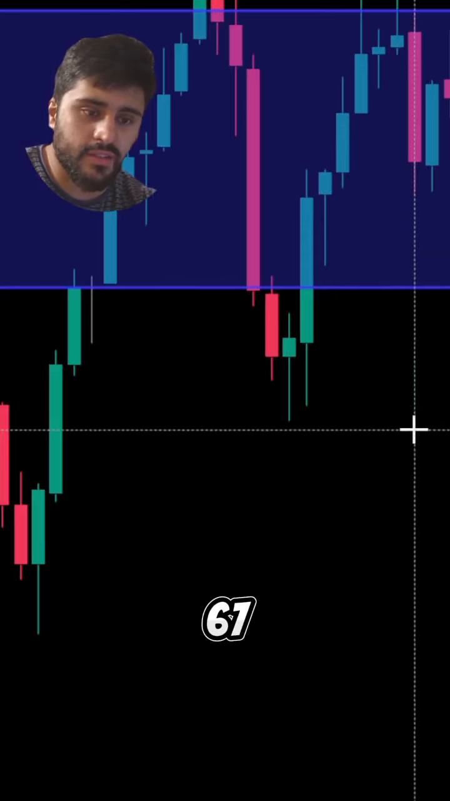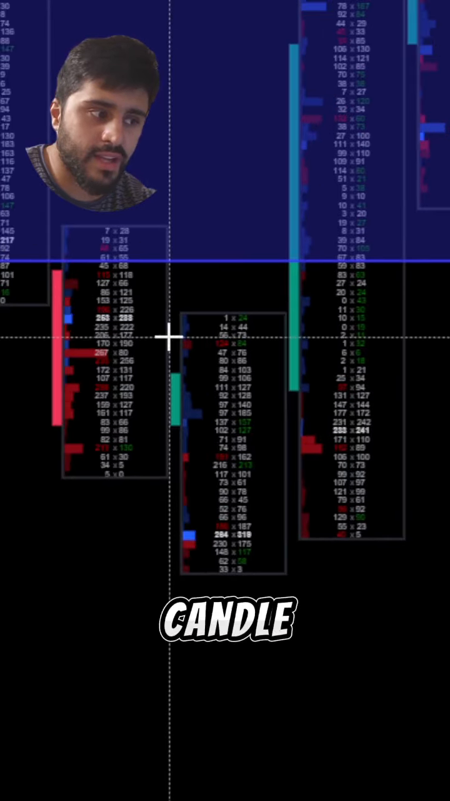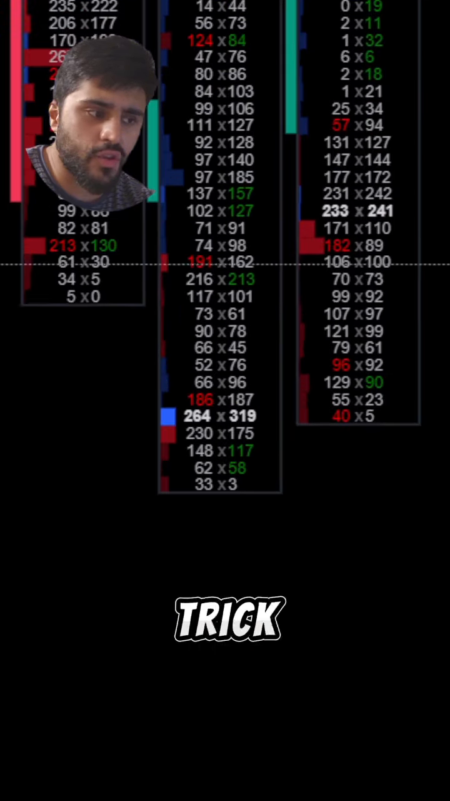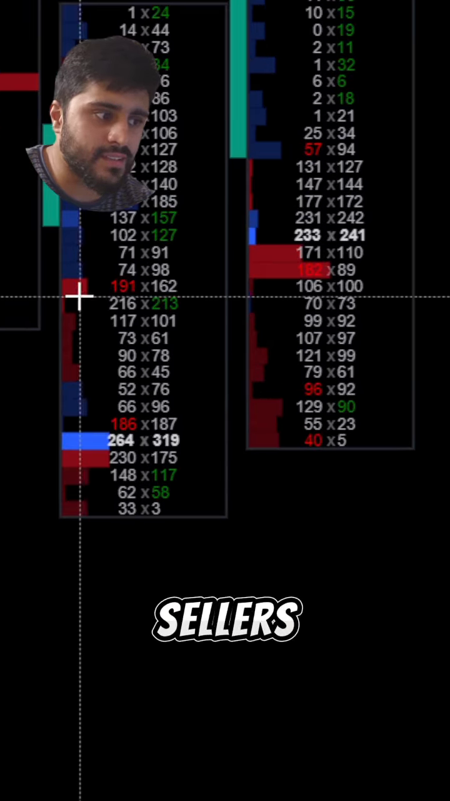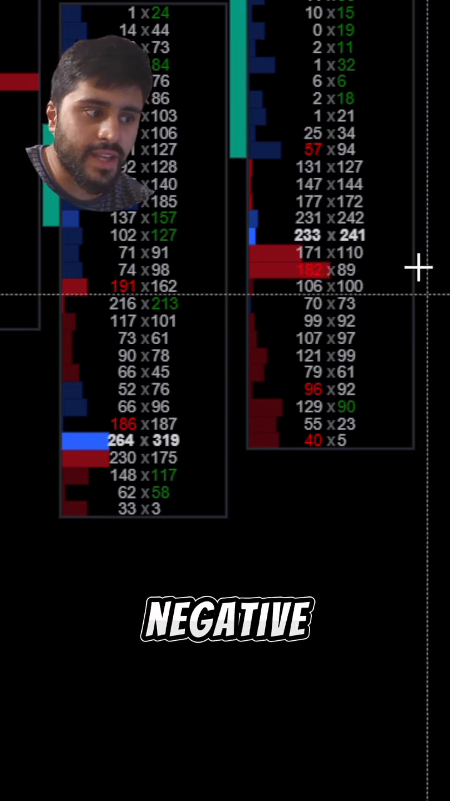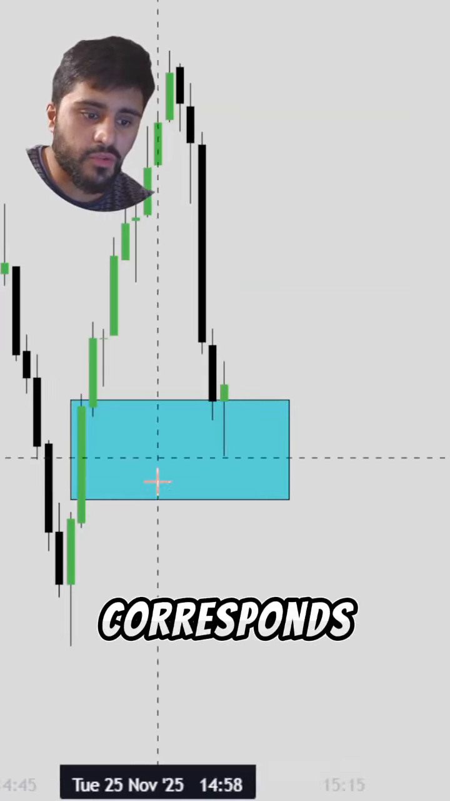66.90, sorry. So if we go to 66.90, what we can see is a 3-bar pattern where we see a red candle, lots of aggressive sellers, a green candle. And the trick to understand is we see sellers inside of a green candle here and here. So these are negative delta or red delta sitting at 66.92, which corresponds to here.